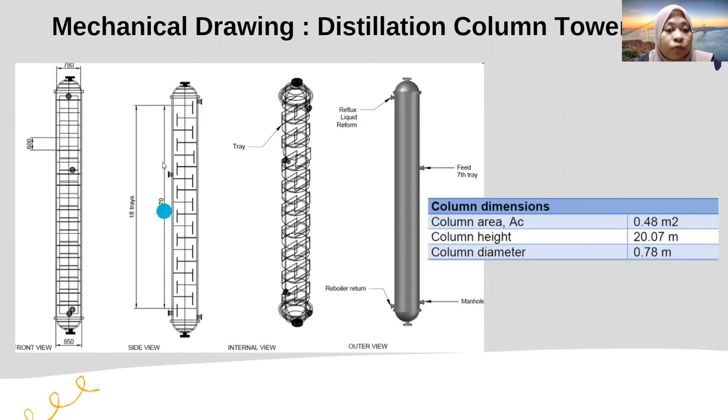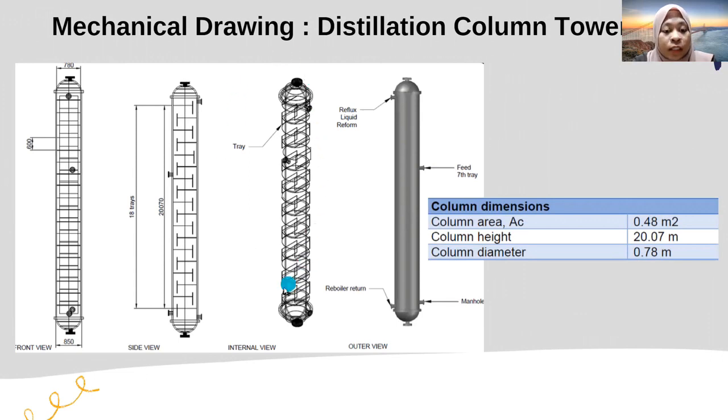there are 18 trays. So why 18 trays? As I already mentioned before, we calculated it to be 10.3 trays, depending on its tray efficiency, so we calculated the number of actual trays to be 18 trays. So that's why I drew the plates to be 18 trays with the height of 20.07 meters. This drawing is actually drawn in millimeters.